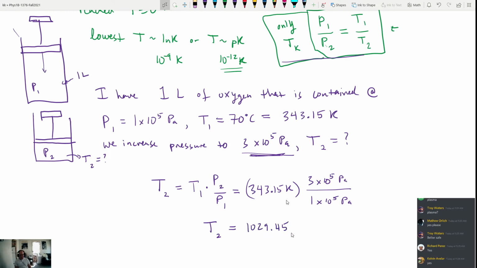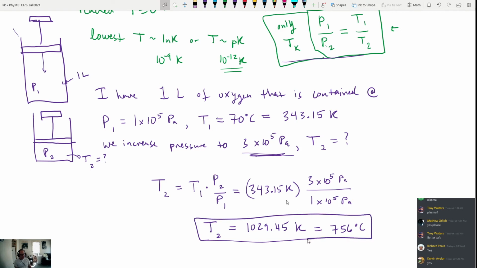Very hot, actually. Which, if we convert that to Celsius, would be equal to about 756 degrees Celsius. Of course, your homework is going to have you switch back and forth between units all the time, so you may have to switch to Kelvin to answer a question and then switch back to Celsius to put the answer in, for example. So I want you to notice something here. Our first temperature was 70 degrees Celsius, and our final temperature is 756 degrees Celsius. That's almost 10 times the temperature increase, right? Did you all agree?